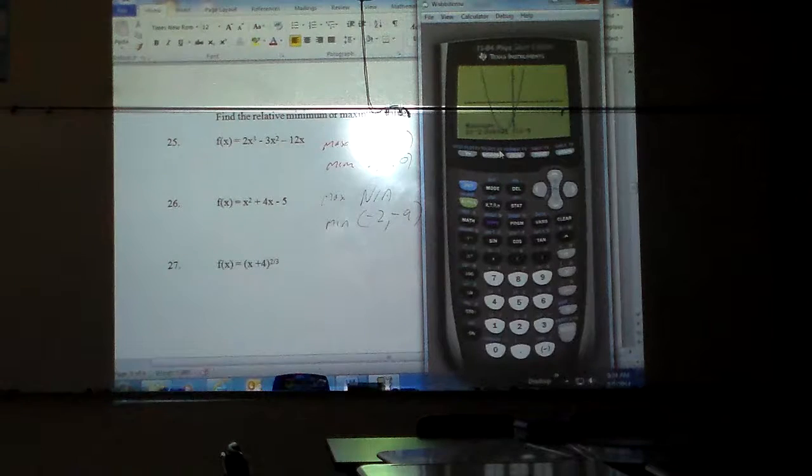All right, now then let's try problem number 27. And I'm going to clear this one out of here. I'm going to go to y equals, and this time I'm going to clear it. I'm going to type it exactly as it is. I'm going to put a parentheses, x plus 4, close parentheses, then caret, arrow up, the caret for exponent. And I'm going to put the 2 divided by 3.